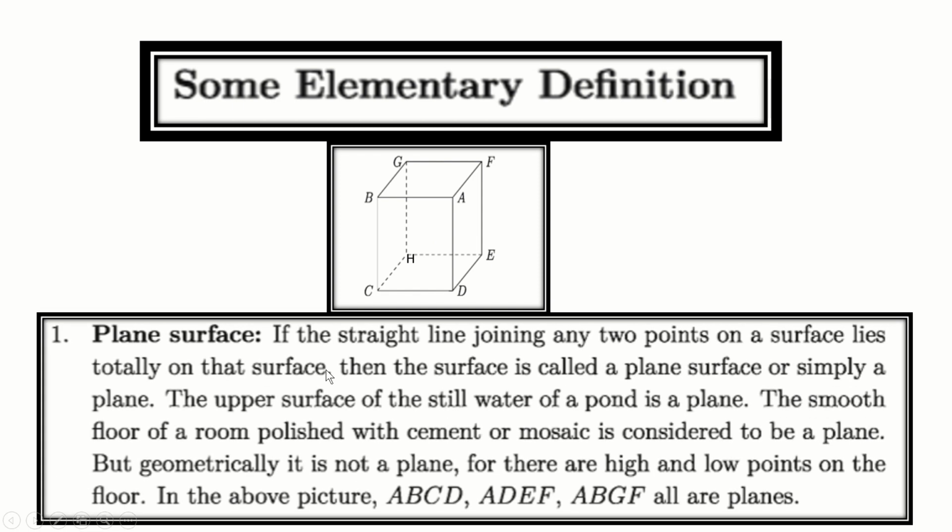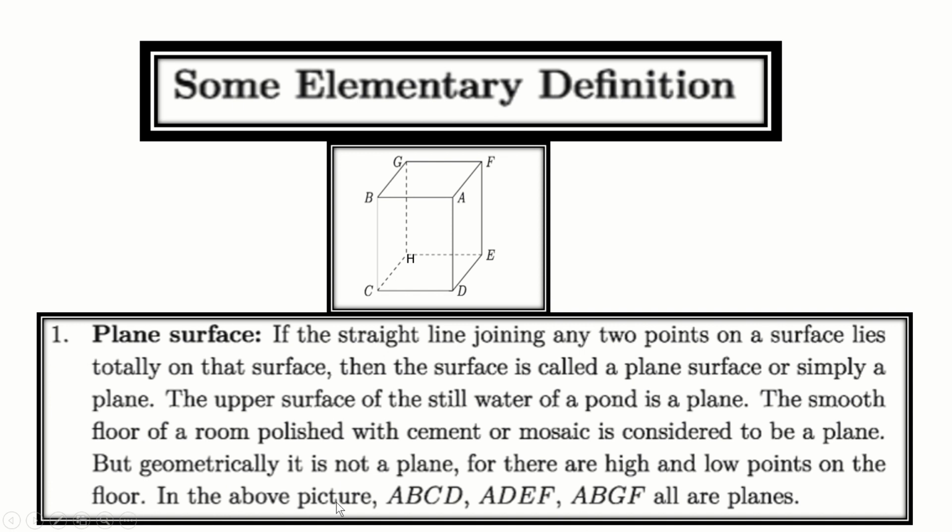Plane surface. If the straight line joining any two points on a surface lies totally on the surface, then the surface is called a plane surface or simply a plane. The upper surface of the still water of a pond is a plane. The smooth floor polished with cement or mosaic is considered to be a plane, but geometrically it is not a plane, for there are high and low points on the floor.